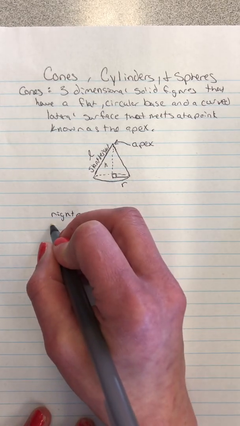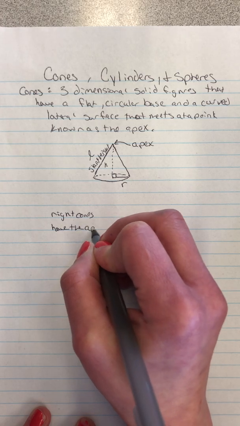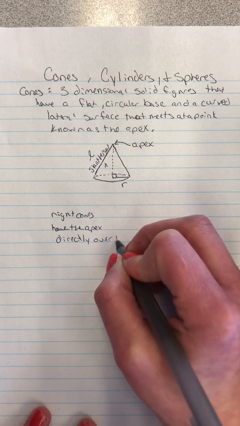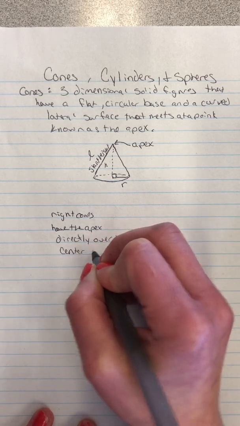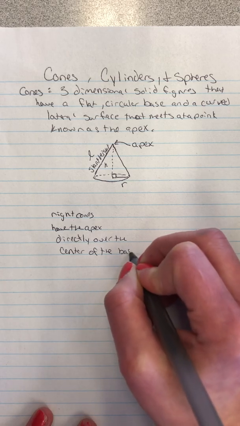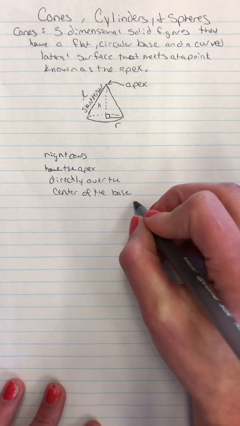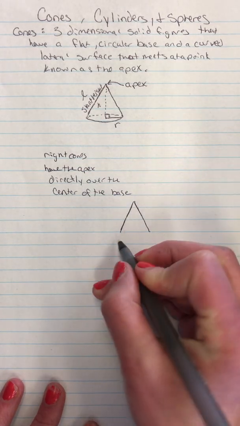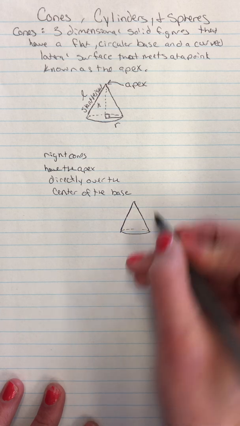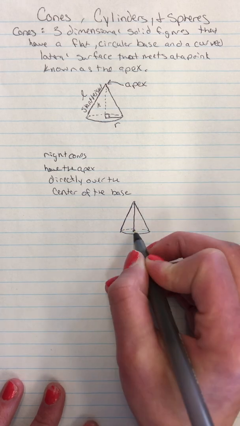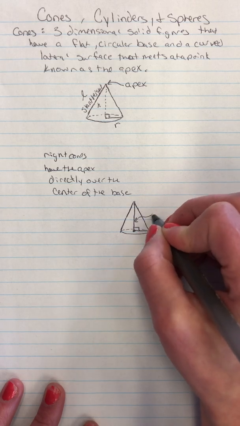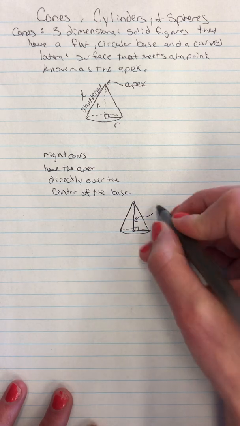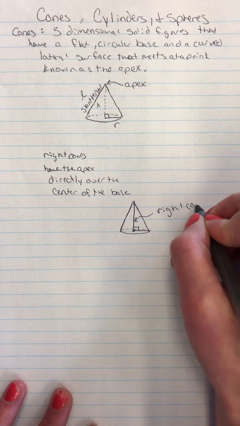Right cones have the apex directly over the center of the base. An example would be our figure up here. That is a right cone because the apex is directly over the center. Same thing here. The apex is directly over the center of the base at 90 degrees. So this is a right cone.